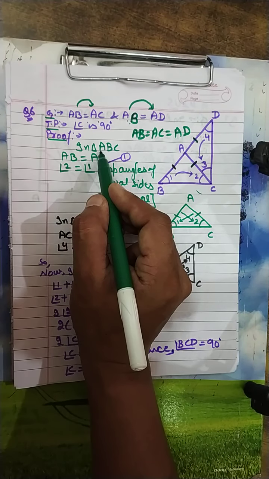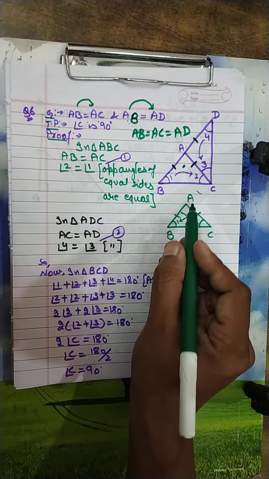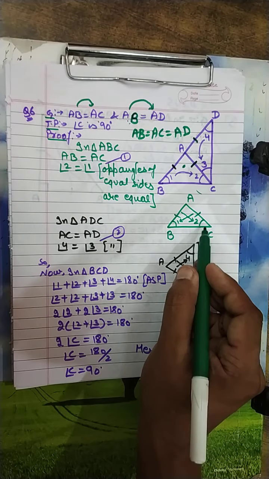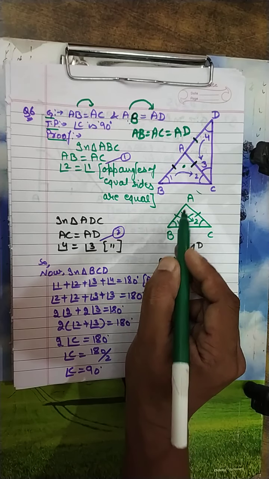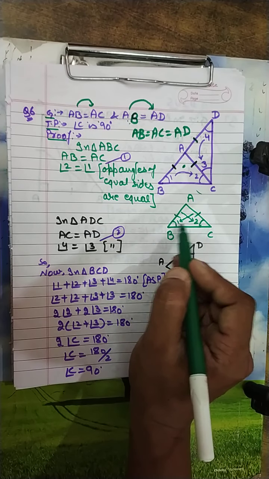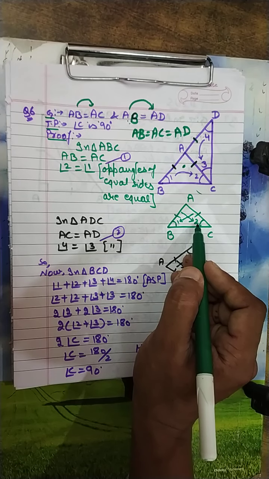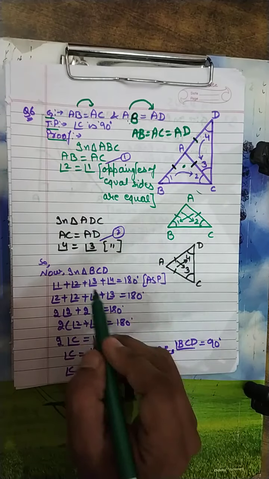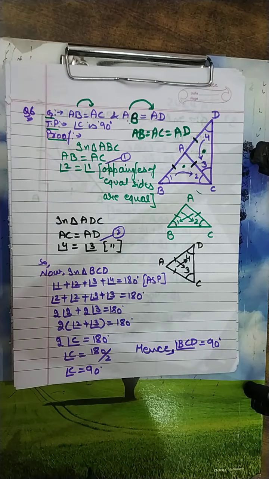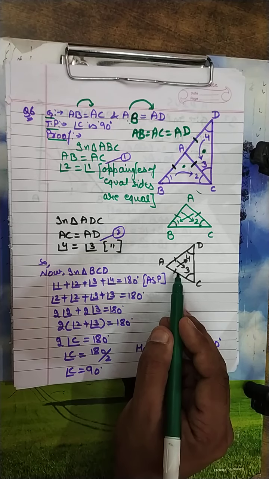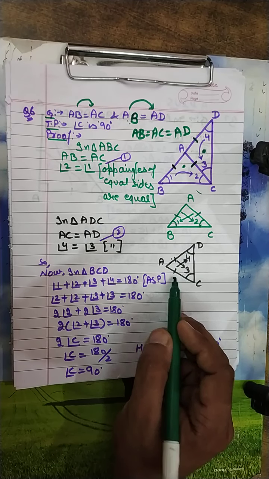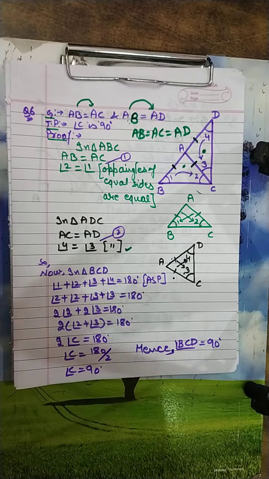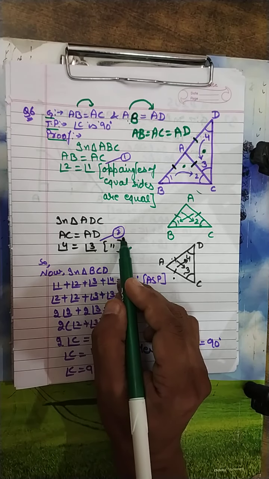Now, first of all, in triangle ABC, the lower triangle I have constructed here, AB equals AC, so opposite angles are equal. Angle 1 equals angle 2, by property 7.2. That is equation number 1. Now talk about the upper triangle ADC constructed here. AD equals AC, therefore angle 3 equals angle 4 with the same property. That is equation number 2.